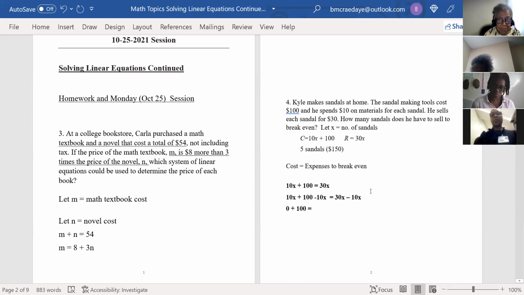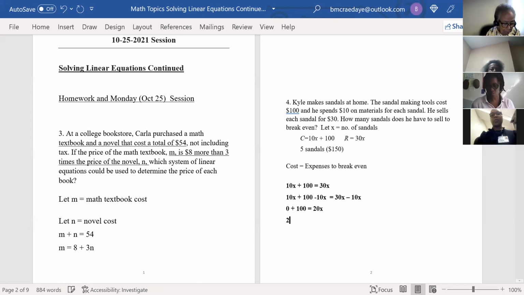Maureen, on the right side. Can you see here? What is that? 30x minus 10x, which is equal to what? 20x. All right, because you're subtracting the coefficients. Now you have 20x equal to 100.